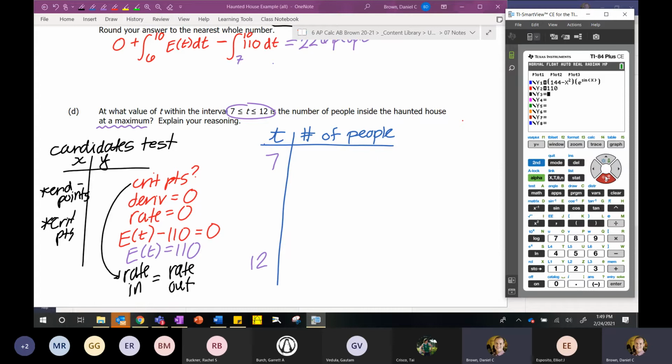Again, for this question, y2 is 110, but the problem could have given us an actual equation for the rate out. You basically want to just type the rates into y1 and y2. And then you do want to graph it. So I'll give you a second to type it in. Definitely follow along with me. Hopefully you've already double checked that your calculator is in radian mode at this point.